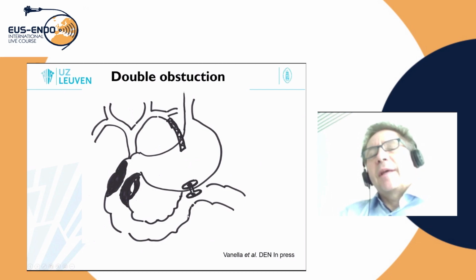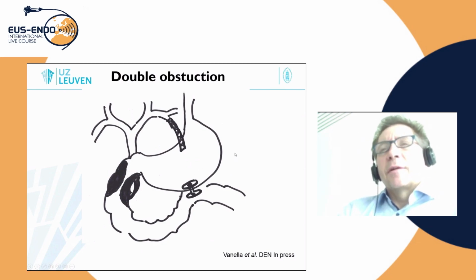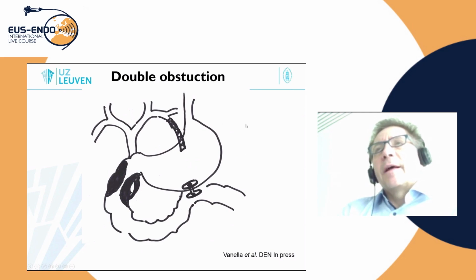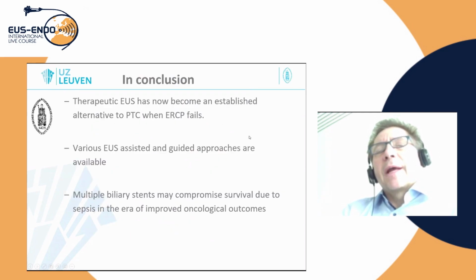So it becomes a complex scenario, but with the advantage of EUS and the advances made in EUS endoscopic therapy, these scenarios are no longer fantasy, they have become reality. So in conclusion, Mr. Chairman, therapeutic EUS has now become an established alternative to percutaneous drainage when ERCP fails, and may even be the preferred method of drainage instead of PTC.